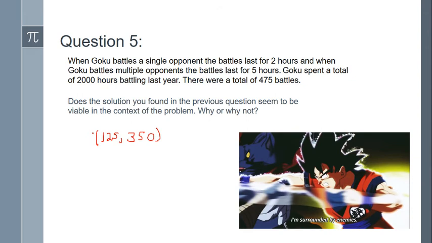Also, what if I got a decimal? So that might be kind of weird. If I got like 125.3 as an answer. Well, how do you have like 0.3 of a fight? I mean, maybe you start and then quit. I don't know. But to me, it seems like my answer should be positive whole numbers. And in this case, since both of my answers for the number of single opponent battles and the number of multiple opponent battles are positive whole numbers, I'm going to say that yes, the solution is indeed viable. It makes sense in the context of the problem.